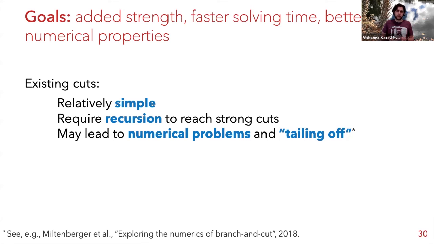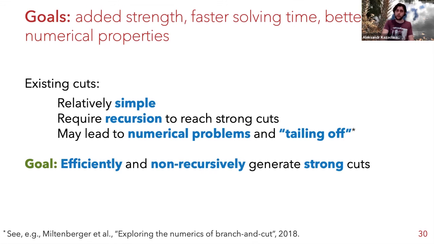And what is observed, at least in some papers, is that after a while, these cuts tend to get more and more parallel to one another, and the condition number of the matrix might become not very nice, and this leads to numerical issues. And you might not ever reach the integer programming optimization problem solution, even if you went on to infinity, because you tailed off at some point before that. So with that starting point, our goal was to efficiently and non-recursively generate strong cuts.